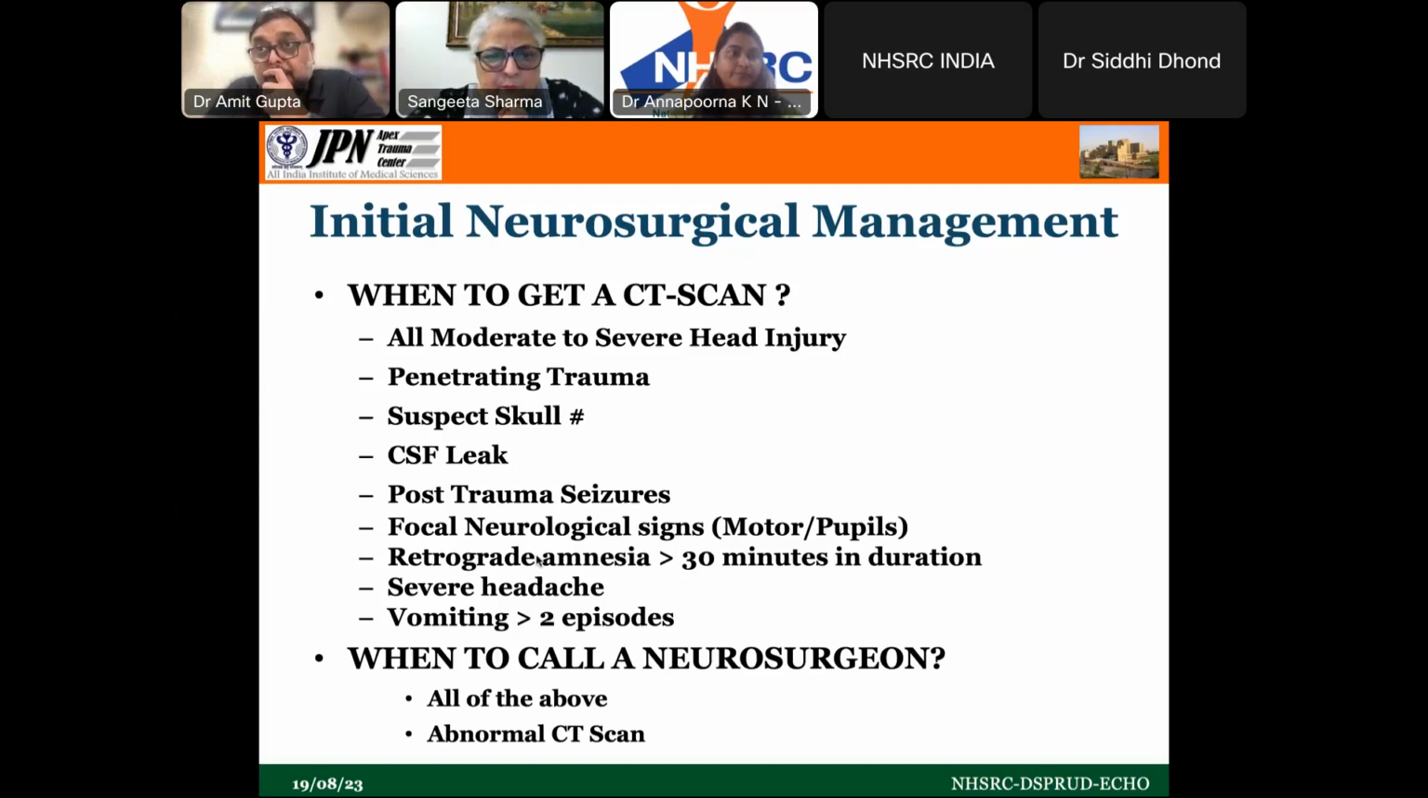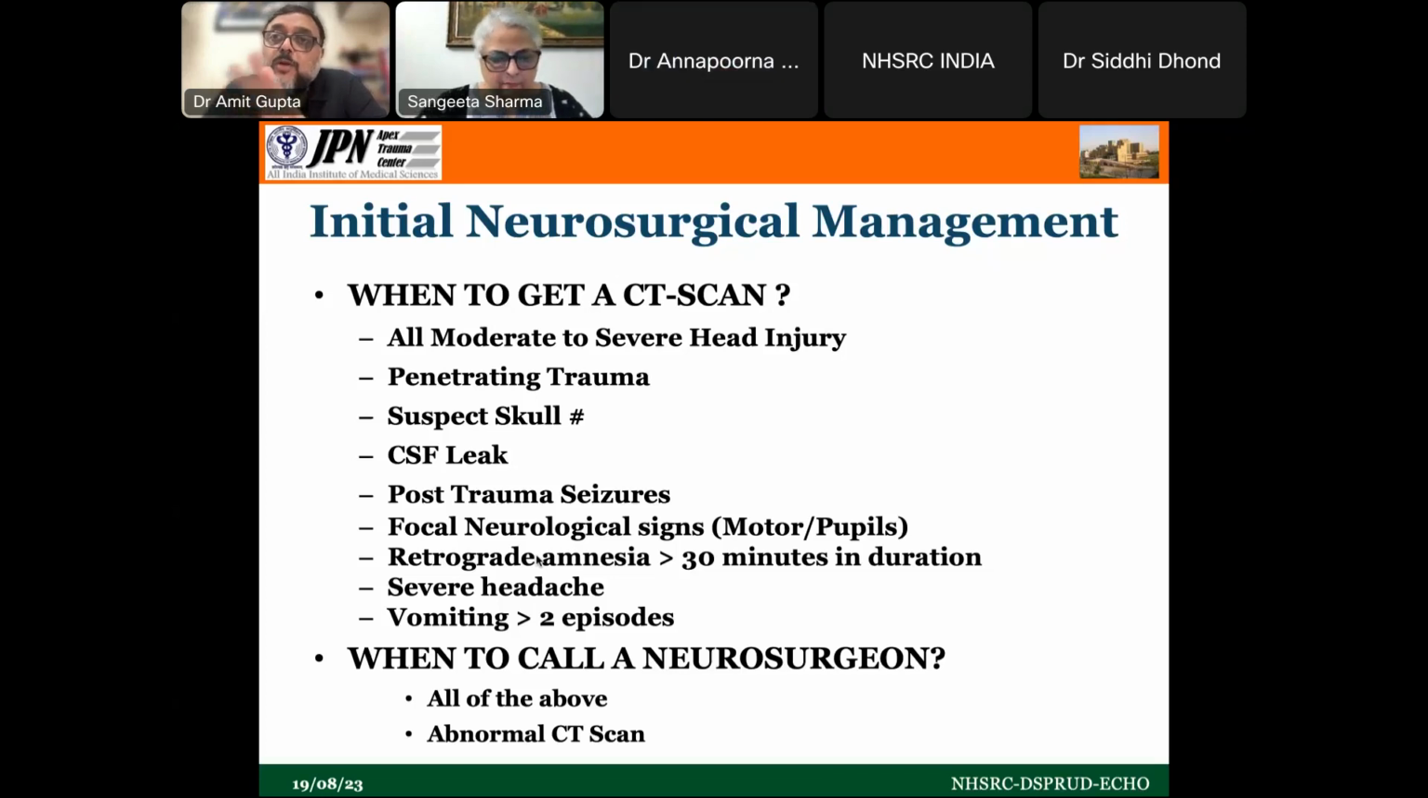Again, these patients should get a CT scan even if the patient is conscious. Now, if the patient is having seizures, focal neurological signs, retrograde amnesia of more than 30 minutes, nothing less than that, loss of consciousness of more than 30 minutes, severe headache, or vomiting, that too more than two episodes. These are the current recommendations for getting a CT scan in an otherwise normal sensorium patient. Right, so I think I've made myself clear. These are the actual current guidelines and recommendations for getting a CT scan.